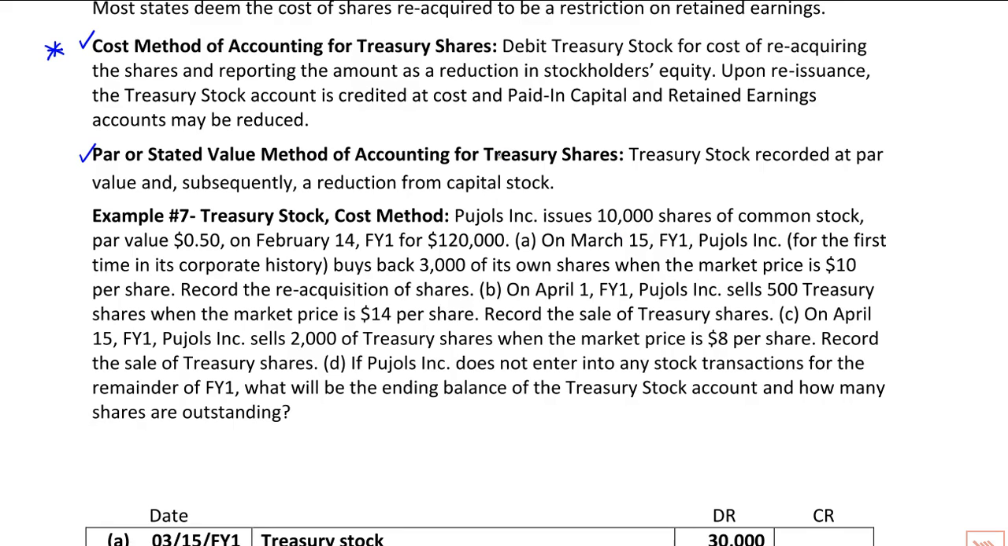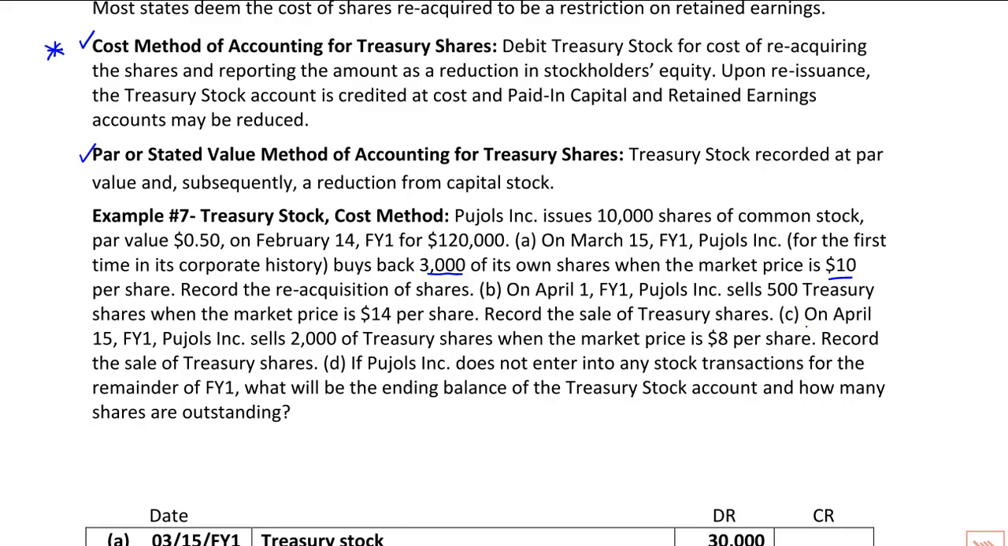All right, so example 7. Pujols issues 10,000 shares of common stock on February 14th of FY1. That's not a treasury stock transaction. It's just trying to set the history for you. So on March 15th, for the first time in its corporate history, and that's important because it's telling you two things: one, that there's nothing else in the treasury stock account, and also there's nothing in the paid-in capital treasury stock account. But they buy back 3,000 of their own shares, market price 10.